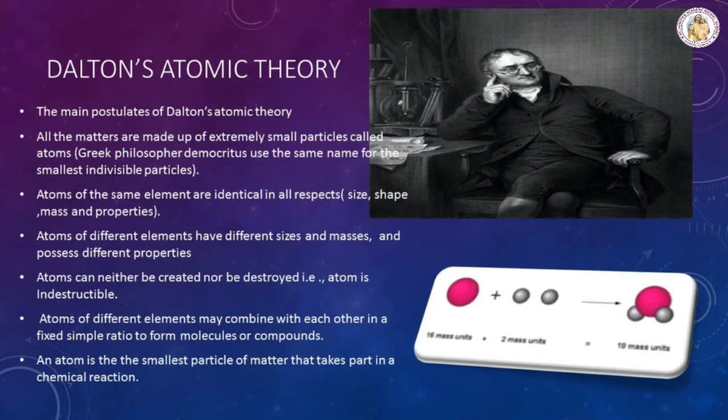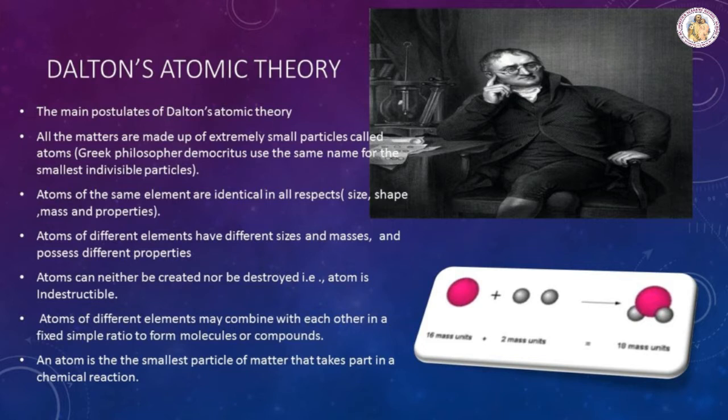Dalton's atomic theory. John Dalton provided a basic theory about the nature of matter. He proposed a model of the atom, known as Dalton's atomic theory, in 1808 based on his experiments. The main postulates of Dalton's atomic theory are: all matter is made up of extremely small particles called atoms. The Greek philosopher Democritus used the same name for the smallest indivisible particles.